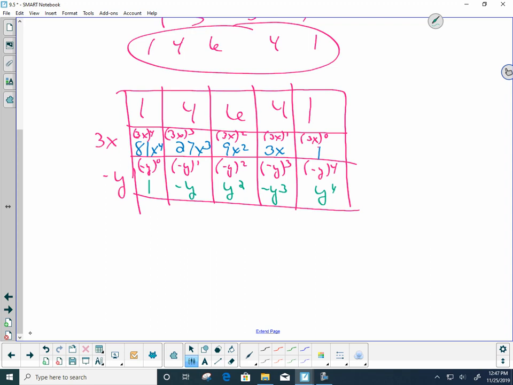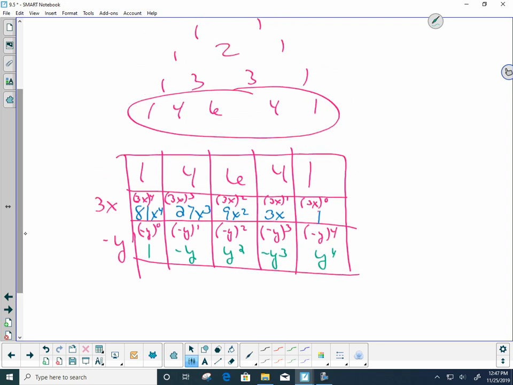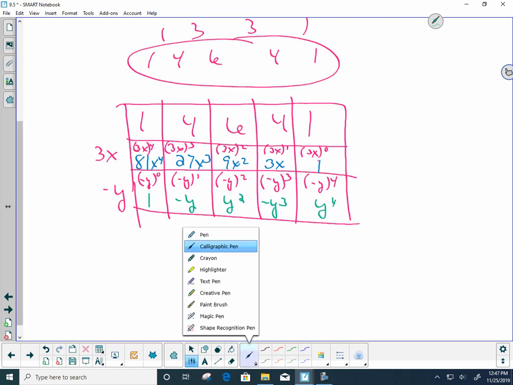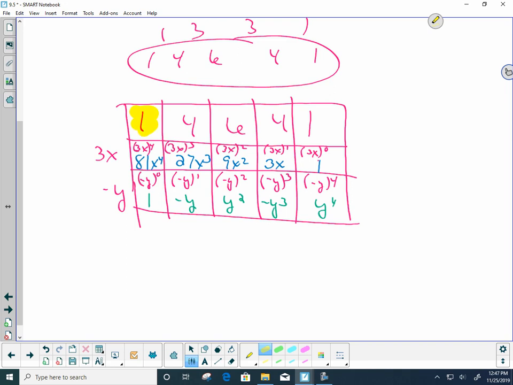I'll explain that in a second. So now I'm going to multiply. When I multiply, I have to make sure that I multiply the 1 times the 81x to the fourth times the 1, and I'm going to get 81x to the fourth. The next column, I'm going to take 4 times 27x to the third times negative y. And I'm going to end up with a negative 27, whoopsie, I lied to you, 4 times that, 108. 108x to the third y.